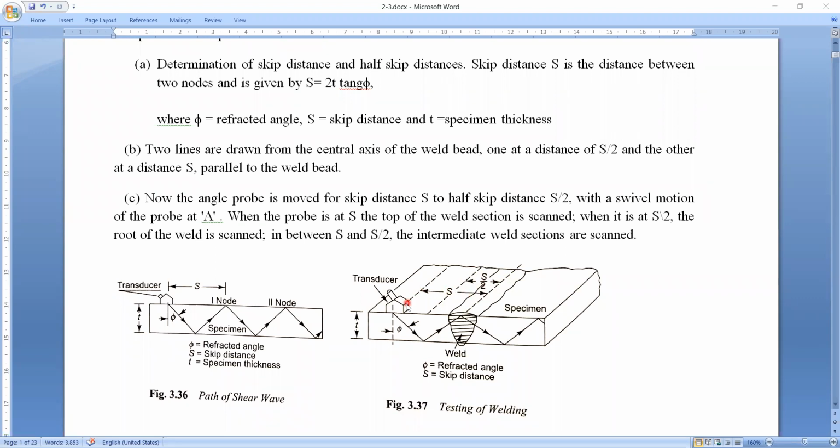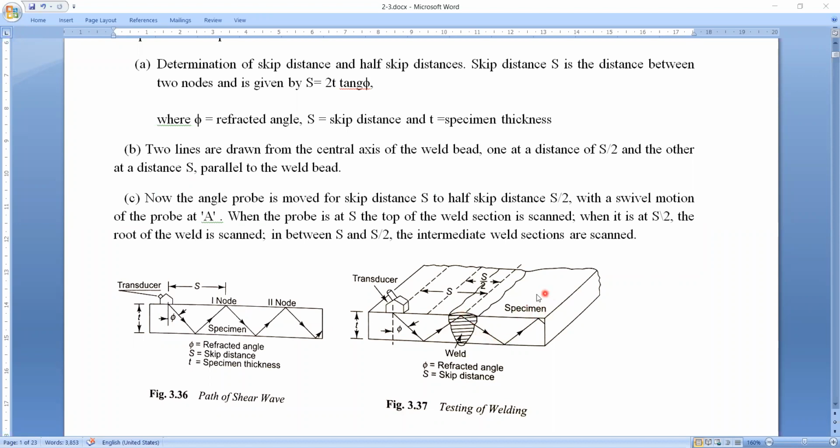Now we are moving the probe in this area. In this area, if you move the probe from S to S/2 in this region, you can cover the top of this surface, because this is the angle probe. We are projecting the sound waves, those are reflected and moving towards the weldments, and again reflecting, and this reflected wave we are catching.